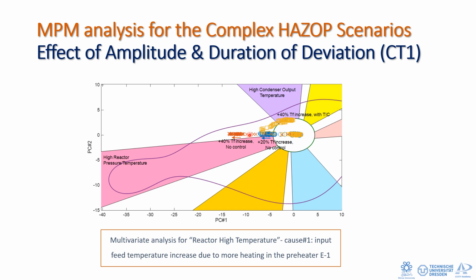Monitoring results for 40% increase show that the process data moves further away from the normal region and gets closer to the critical limit. The performance of cascade temperature controller is also depicted in this figure with yellow squares. As can be seen from the monitoring results, the reactor temperature increase is compensated by the controller. In contrast, the load of condenser is increased as process data approach the region that shows the condenser output temperature increase. Overall, the effect of input feed temperature increase on the reactor temperature is not significant even for large failure amplitudes, and flawless function of cascade temperature controller guarantees the quality of product.